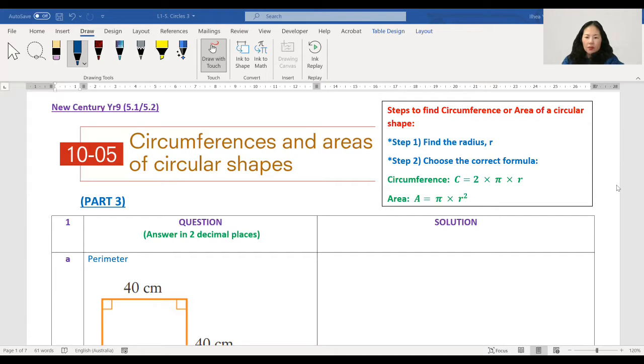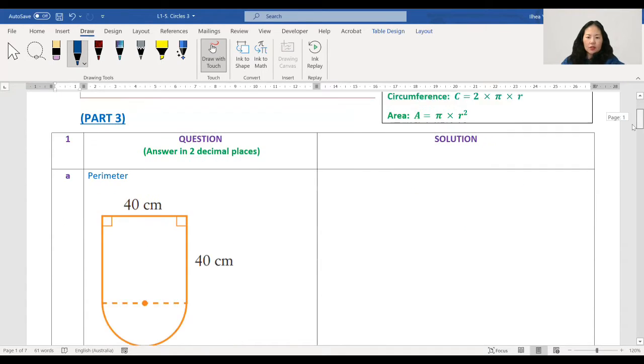Now, with the composite shapes, you probably have to use a lot of other formulas apart from those two, circumference and area of the circle. So we will see how we go. Let's see the first question.